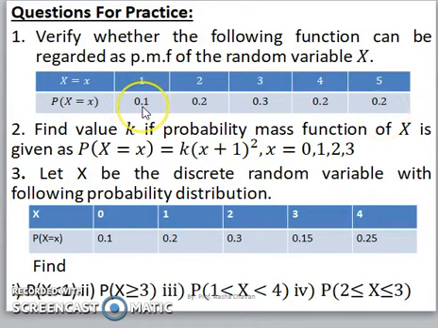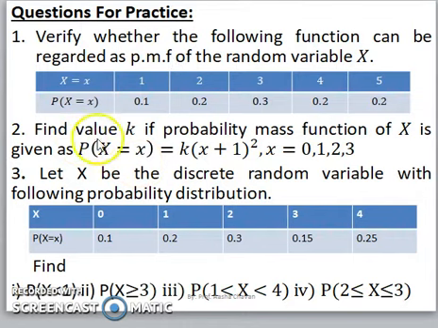The next condition says that the summation of all the probabilities should be equal to 1. Now we'll add all the probabilities: 0.1 plus 0.2 is 0.3, plus 0.3 is 0.6, plus 0.2 is 0.8, plus 0.2 is 1. It means that the addition of all the probabilities comes to 1. So as per the definition, this function can be regarded as a PMF. Hence, it is verified as per the definition of PMF.